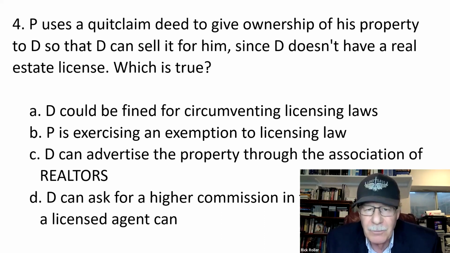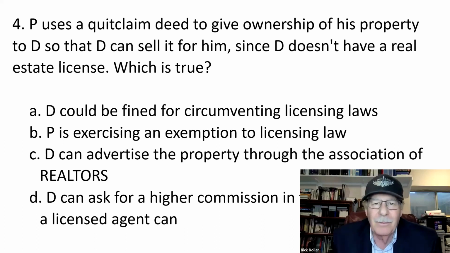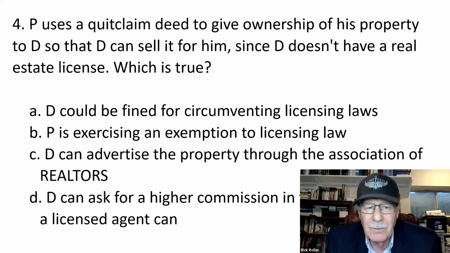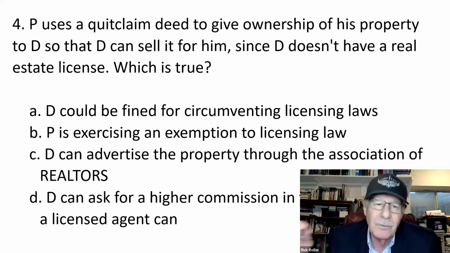B could be fined for circumventing license law. Okay, that's exactly what they're doing. They're trying to circumvent the law. B, P is exercising an exemption to the license law. If it was legitimate and P was the owner of the property for years and years, then maybe that would be okay, because they were already in ownership. But to change the circumstances around so you prevented him, you thought, from getting a license is not right.